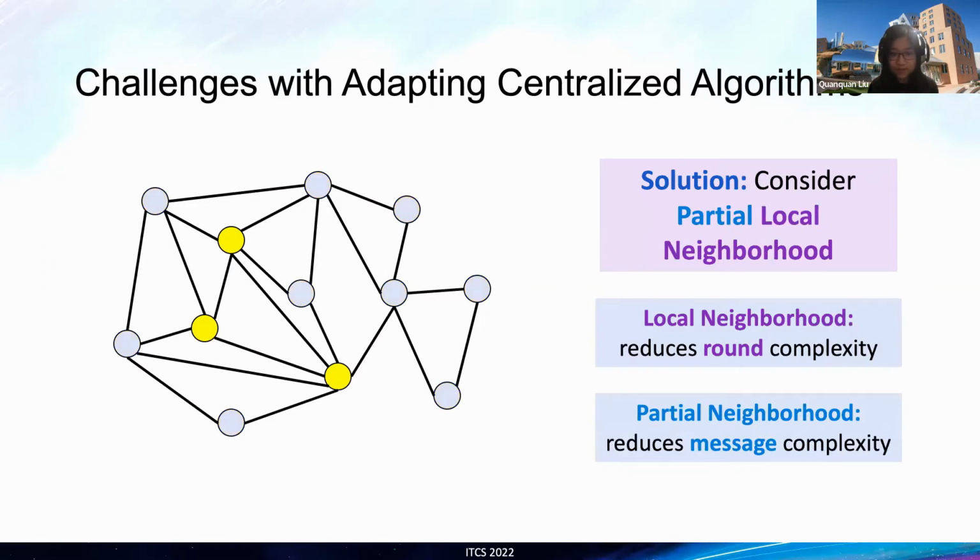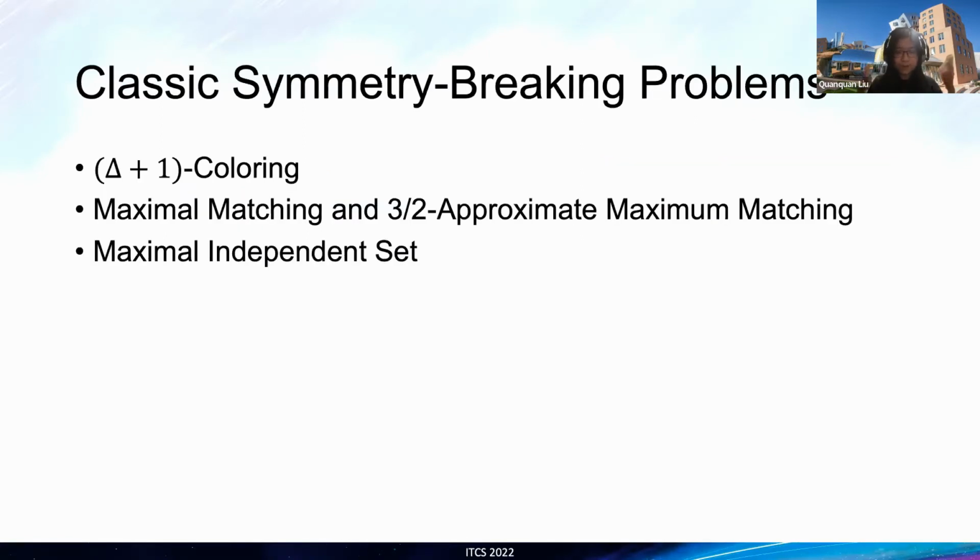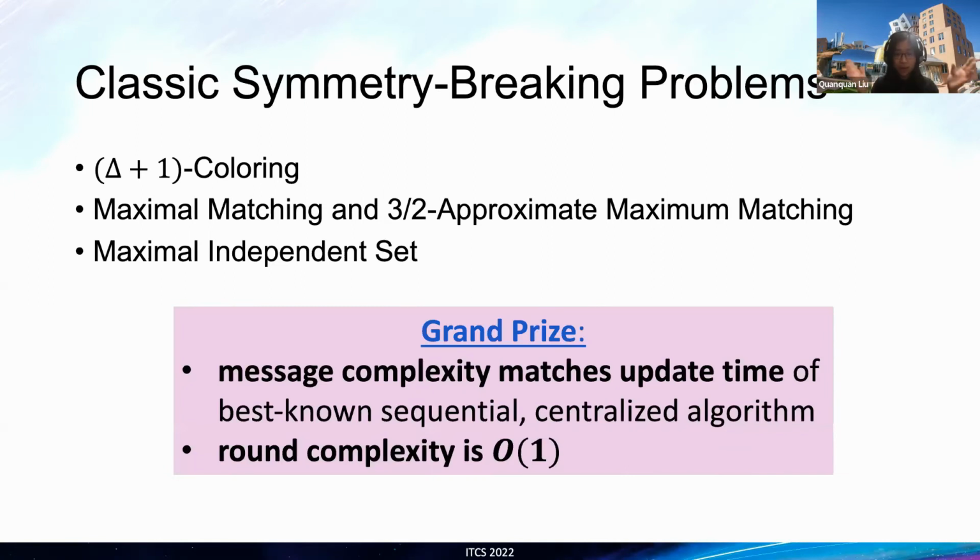The solution to these challenges is to consider information from the partial local neighborhood, not the entire graph. Using the local neighborhood reduces the round complexity, and using a portion of the local neighborhood or the partial local neighborhood reduces the message complexity. We study a number of symmetry breaking graph problems in our paper, including delta+1 coloring, maximal matching, 3/2 approximate maximum matching, and maximal independent set. And our algorithms achieve this grand prize up to polylog factors in the message complexity as well as the rounds.